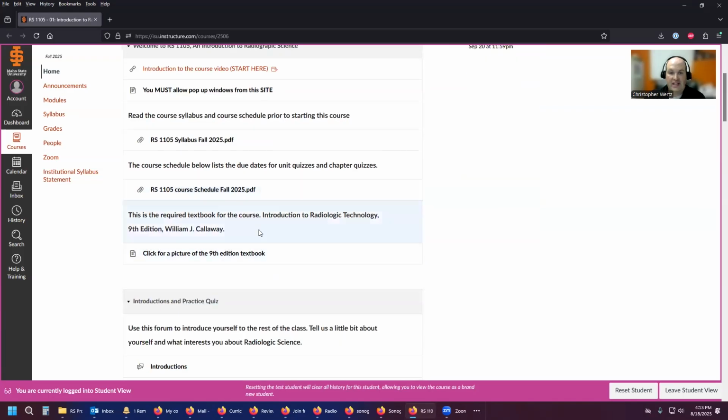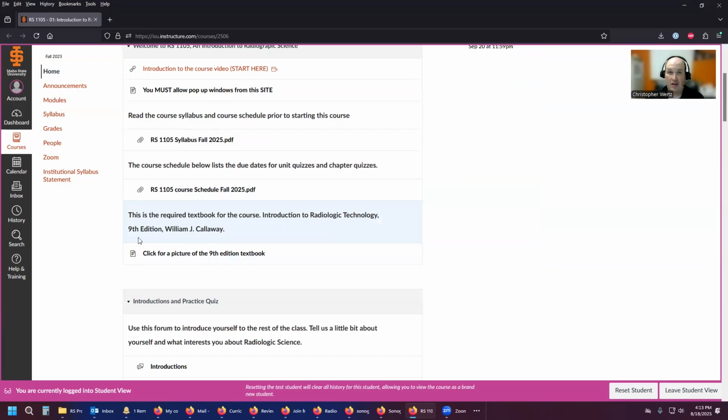You will need the textbook for this course. It's Introduction to Radiology Technology by Callaway, the 9th edition. Older editions may have similar chapters or similar work, but all of the quizzes that I give you out of the chapters will come from the chapters of the book. You will need the textbook.